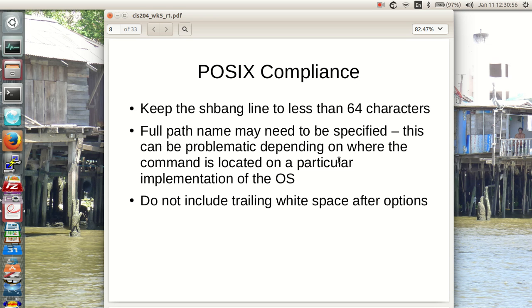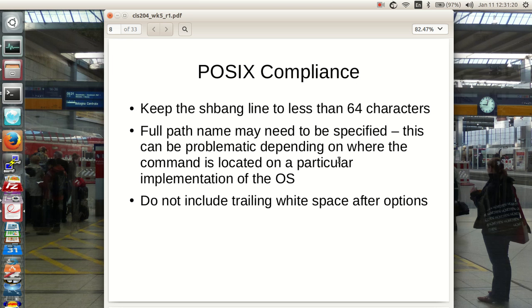So, what do we need to do? To make sure that our shells are POSIX compliant, we'll keep the shebang line, that line that begins with the hash exclamation point, in other words, the pound bang, then /bin/ and whatever shell name you want, less than 64 characters in length. One of the things you can do is put restrictions or options for that shell in the shebang line, which is really good. The full path name may need to be specified. I suggest specifying the full path name regardless.